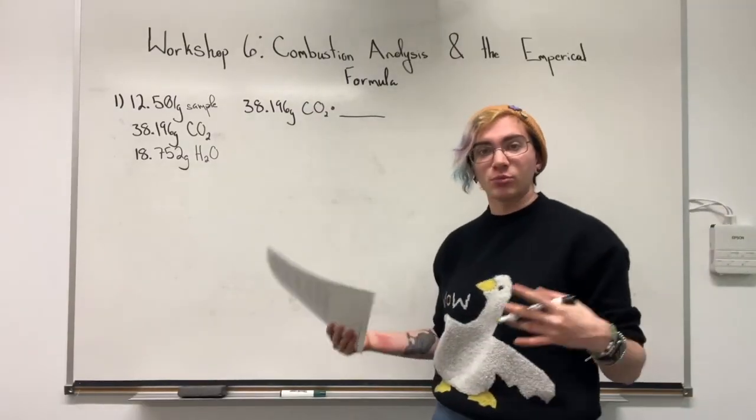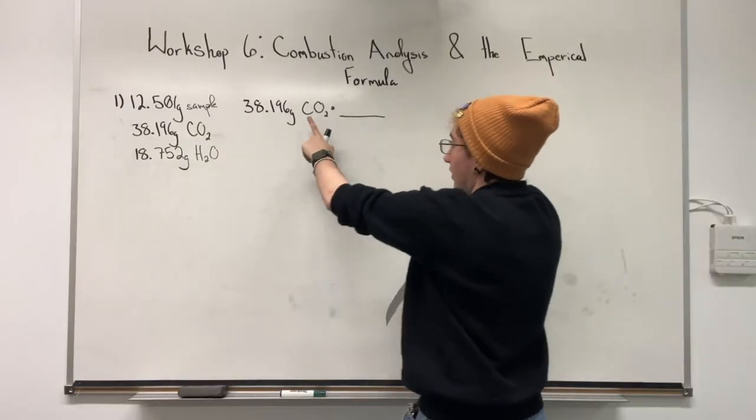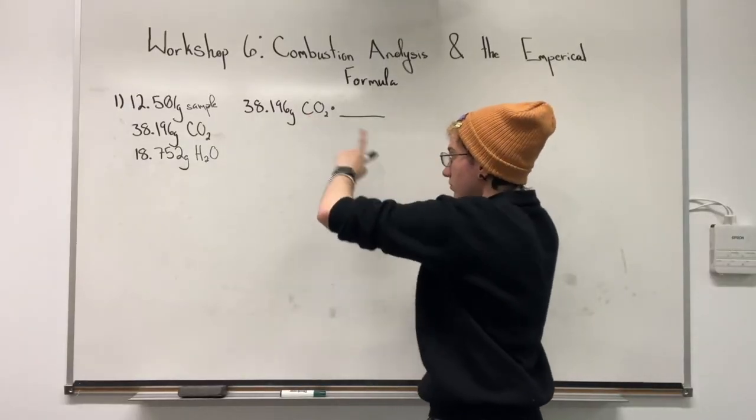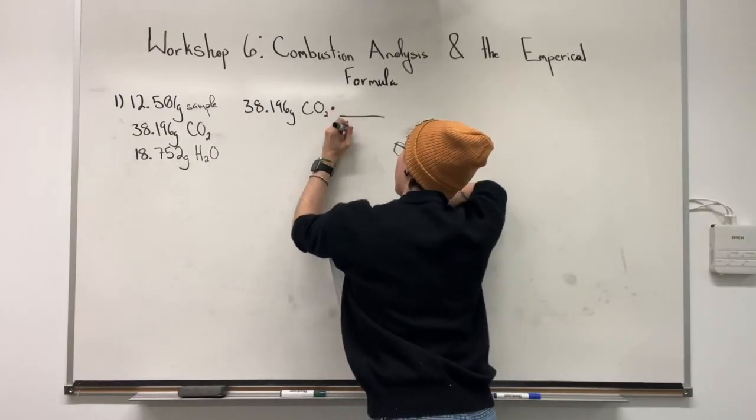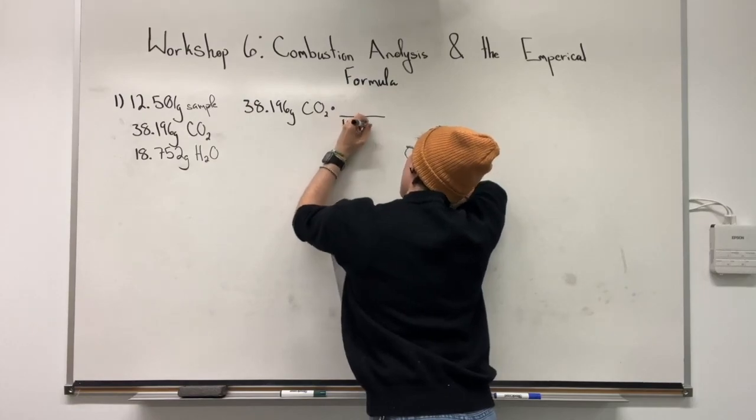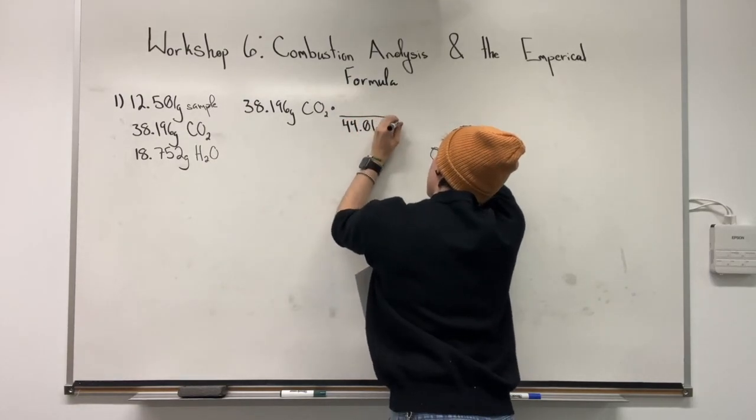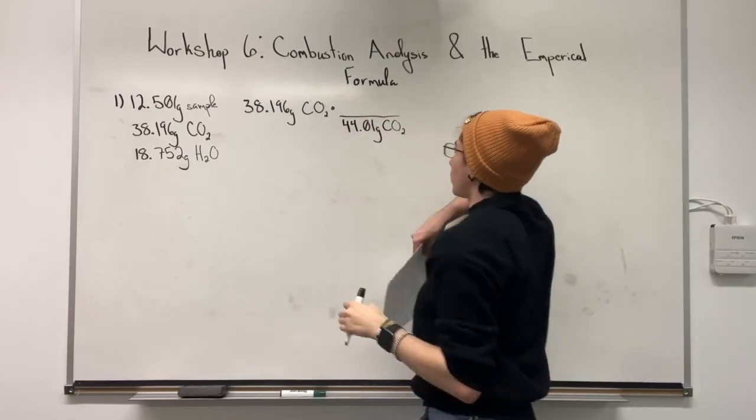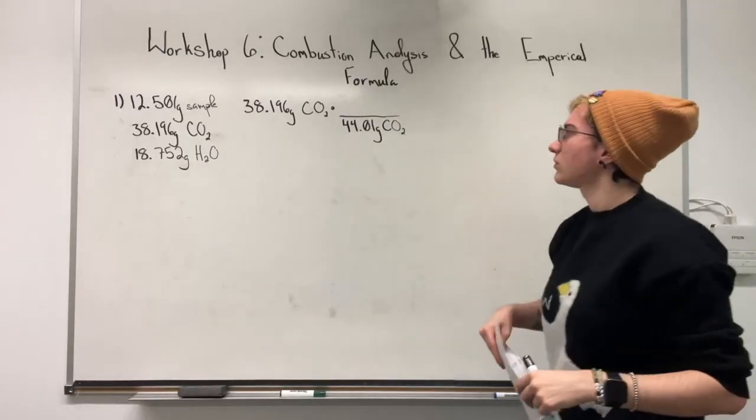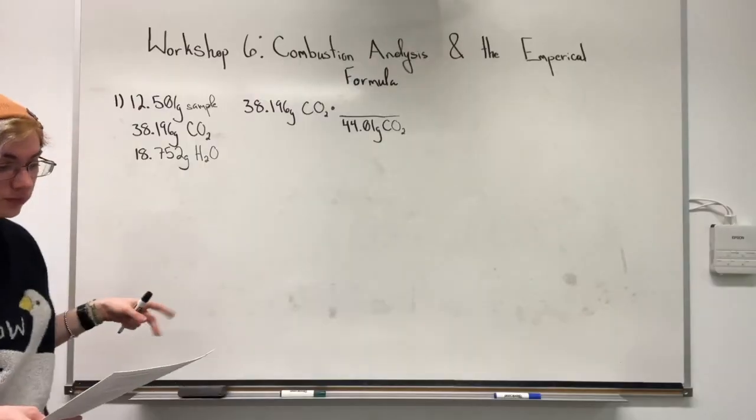Remember, to get from grams to moles, you need your molar mass. The molar mass of carbon dioxide, you're adding together the mass of 1 mole of carbon and 2 moles of oxygen. You should get about 44.01 grams. If your number is rounded a little bit differently, that is fine, but 44 should be the same across the board, unless your decimals are really high over here.